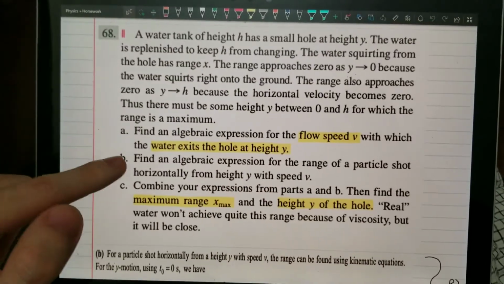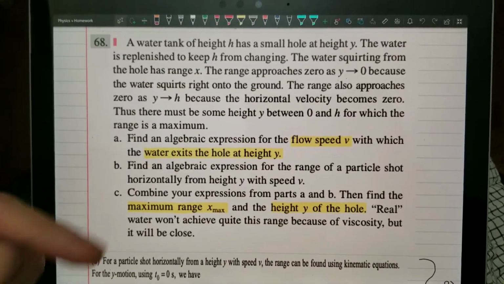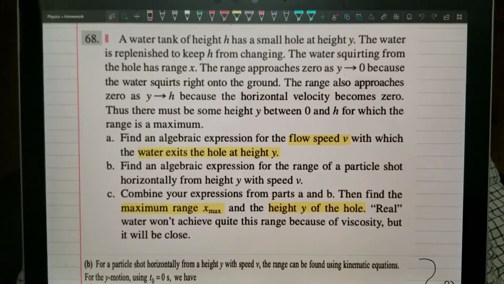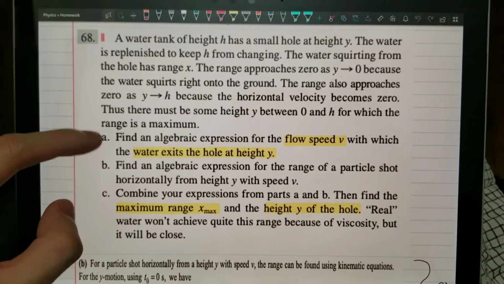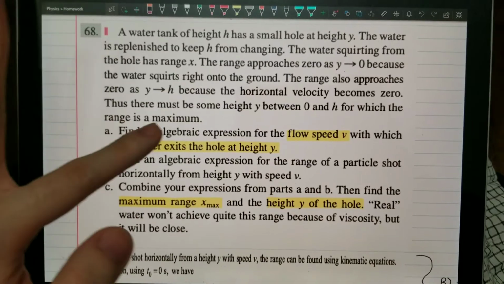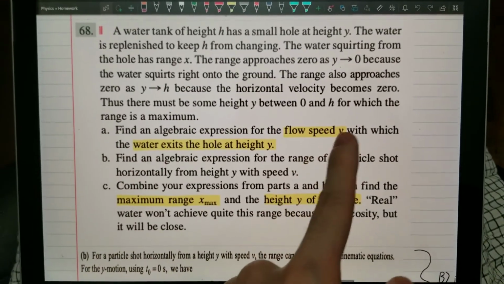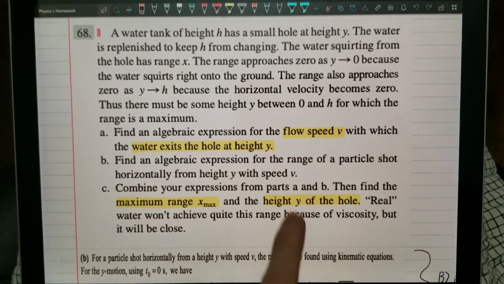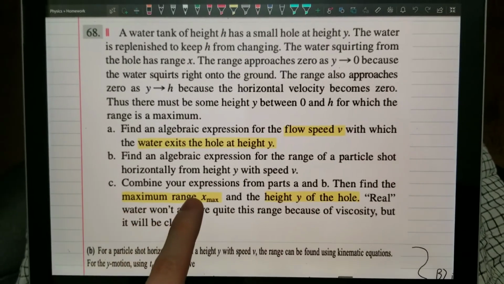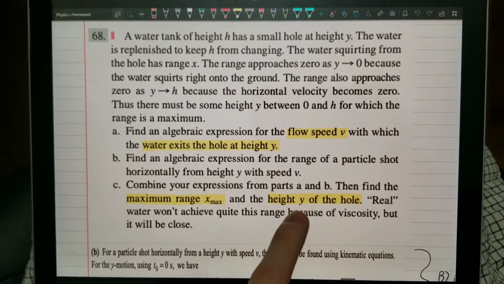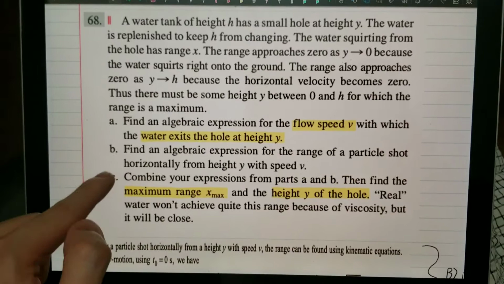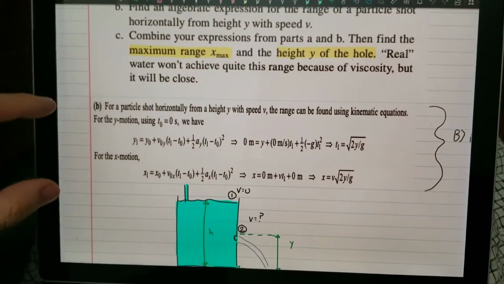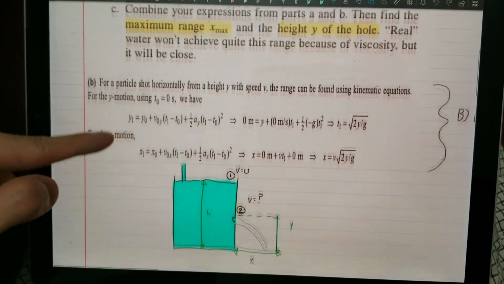Thus, there must be some height y between 0 and h for which the range is a maximum. Note that the professor actually provided the answer to B because he thought the problem was too long, which I'm very grateful for. So all we have to solve is A and C. So we're looking for the flow speed V with which water exits the hole at height y, and the maximum range x max, and also the actual height y of the hole. And right here is the provided answer for B.